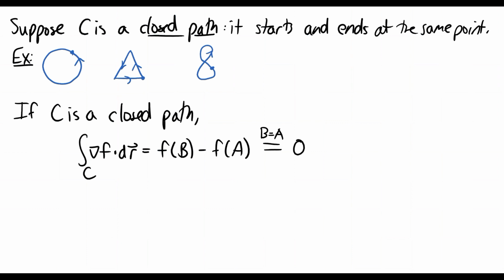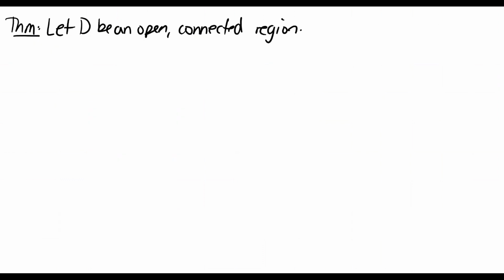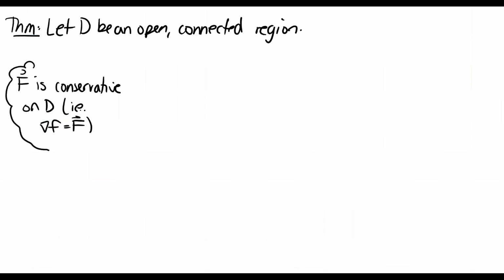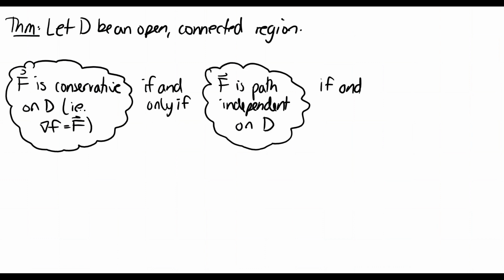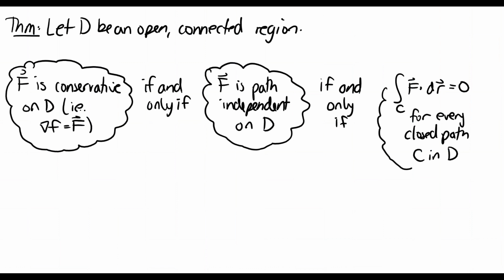This means that the line integral is 0. This property, along with the previous two properties, gives us 3 equivalent properties for a vector field. Let D be an open connected region. A vector field F is conservative on D, in other words, it's the gradient vector for a function f, if and only if F is path independent on D, and if and only if the line integral of F along every closed path in D is equal to 0.